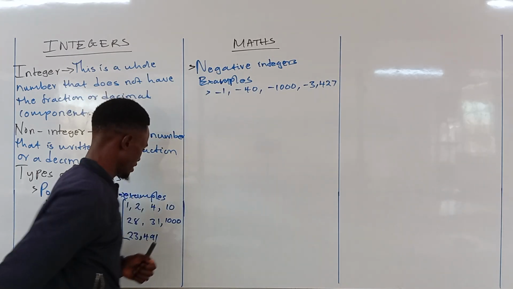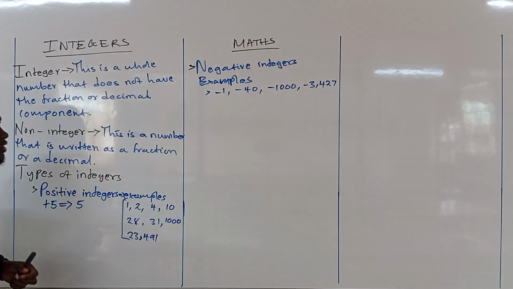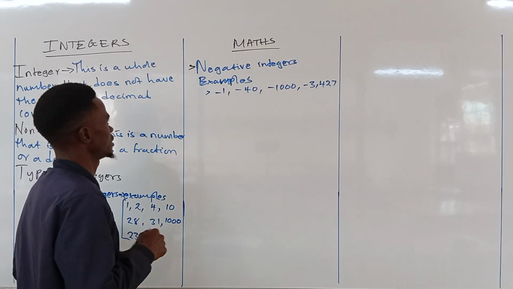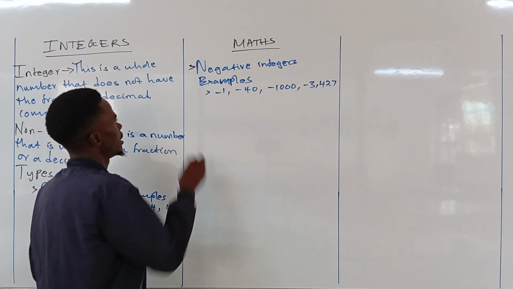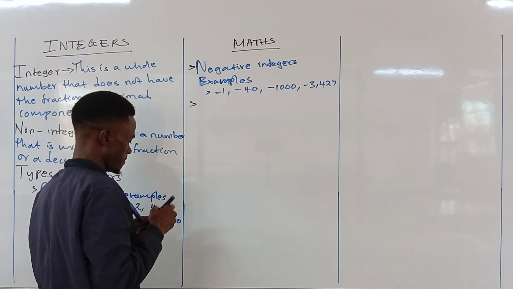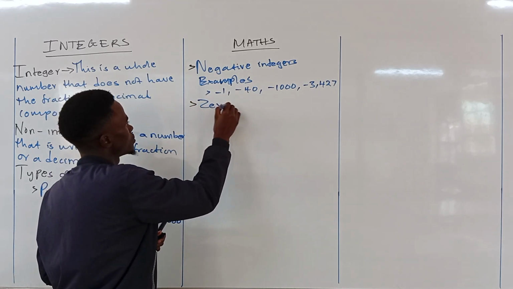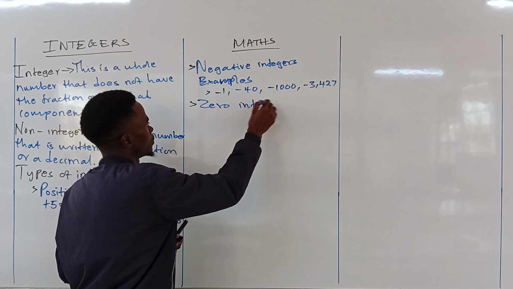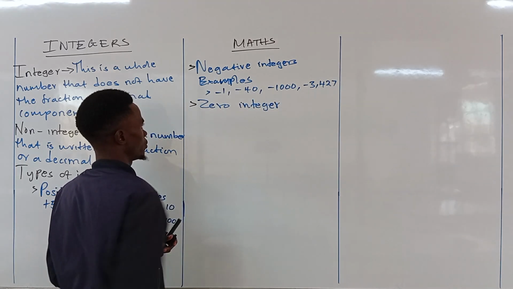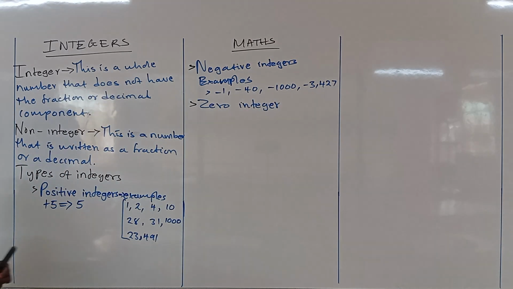A decimal. Same case with our positive integers. The third type of integer is what we call a zero integer. We have 0 as an integer. So we are basically saying that we have 3 types of integers.